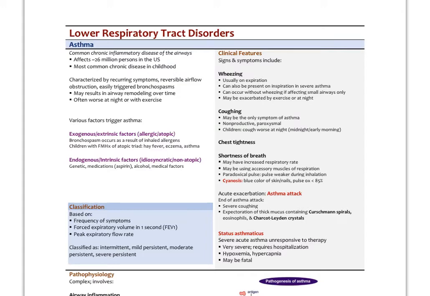But asthma is a chronic inflammatory disease of the airways. It affects a large proportion of the population, about 26 million persons in the US. It's the most common chronic disease in childhood. It has recurring symptoms, and importantly, we say that the airway constriction is reversible in asthma. In chronic bronchitis, we'll see it's not reversible. So that's one difference between asthma and chronic bronchitis.